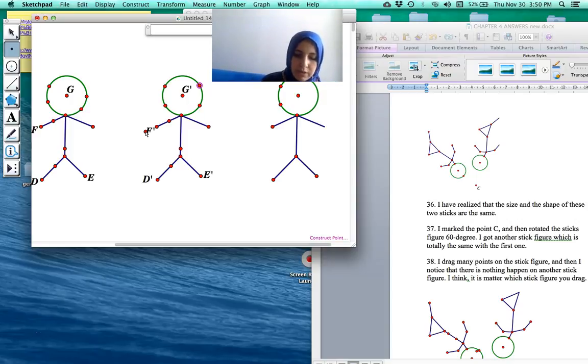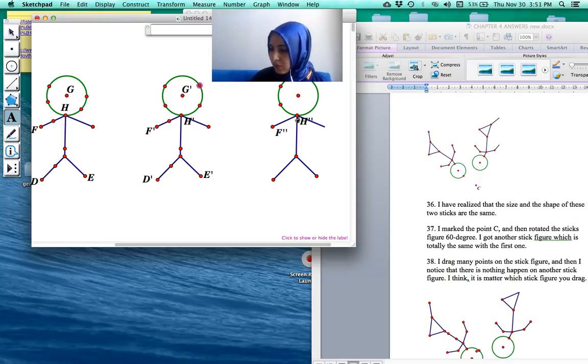Mark vector shows where the vector is on the shape. For example, when I go to mark vector, it showed me, like, FH is a vector, F' H' is a vector, and F'' H'' is a vector too.